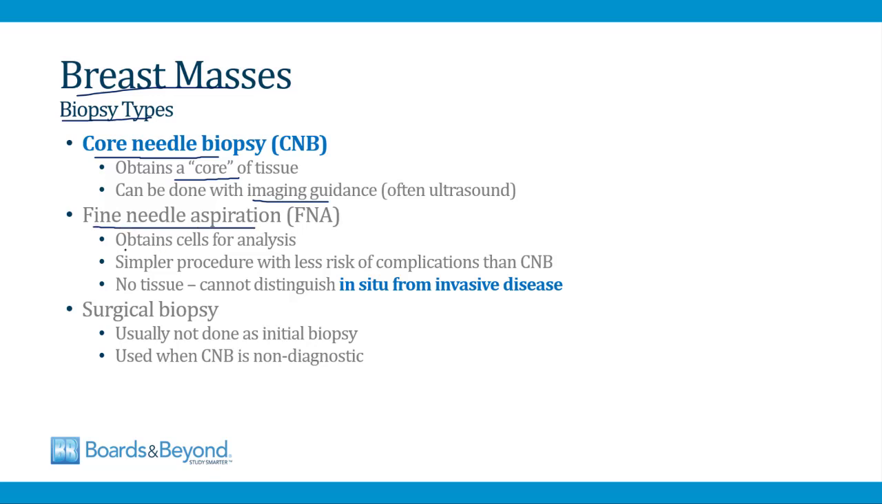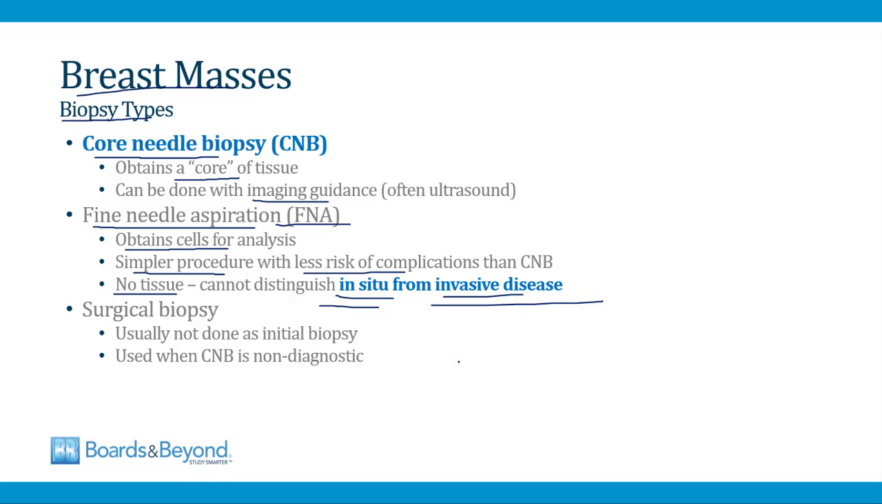This technique only obtains cells for analysis. Its advantage over core needle biopsy is that it's a simpler procedure with less risk of complications. But the downside is you don't get tissue that you can look at under the microscope, you only get cells. So an FNA can tell you that there are cancer cells present, but it can't tell you whether the cancer is in situ or invasive. In situ cancer is contained by the basement membrane, whereas invasive disease has broken through the basement membrane.